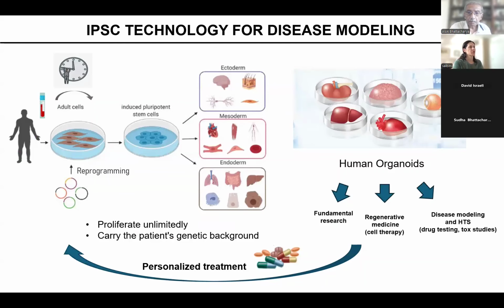So here is just a slide where I show why we use induced pluripotent stem cells and what the advantage of using iPS is. So iPS are induced pluripotent stem cells derived from patient biopsies. And nowadays, it's very easy to get access to, for example, skin biopsies or urine samples, or blood samples from which we can derive PBMC and generate iPS.